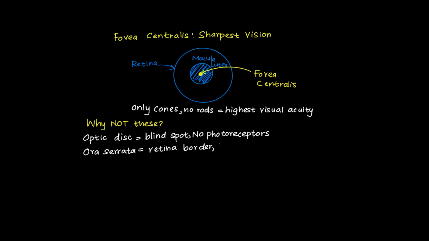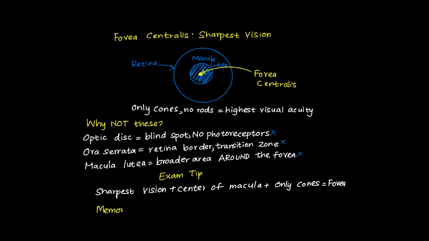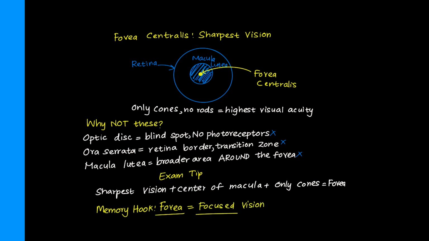The macula lutea is the broader yellowish area around the fovea that provides clear central vision. But the question asks about the pinpoint centre with only cones. That's specifically the fovea. Here's a WGU D312 OA exam tip for you. Sharpest vision, centre of macula, only cones equals fovea centralis. If the question says maximum visual acuity or pinpoint depression, that's the fovea. Quick hook. Fovea equals focused vision at the centre.